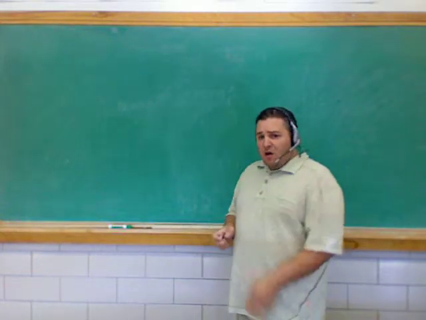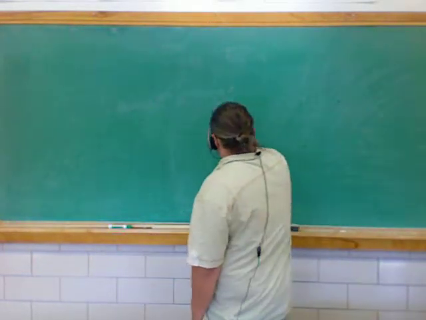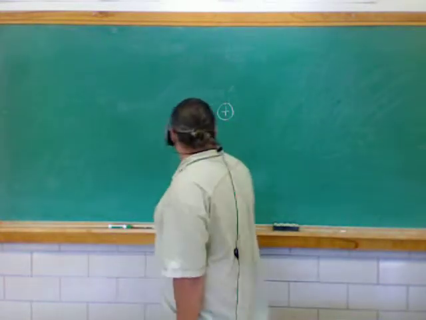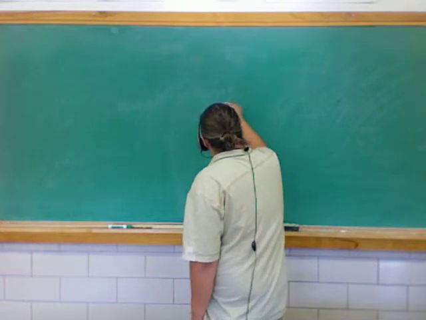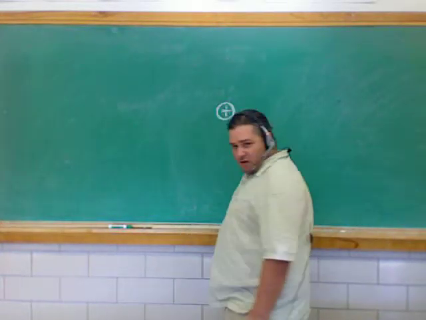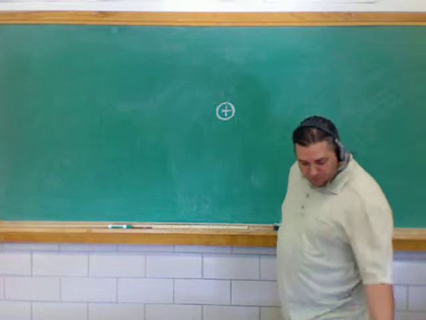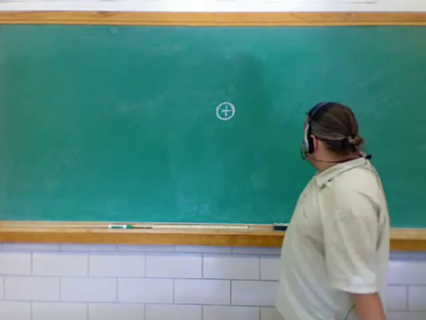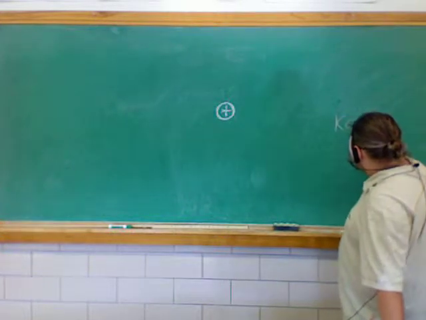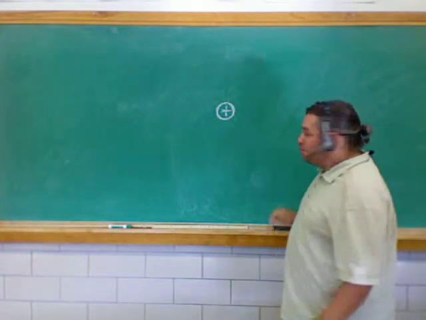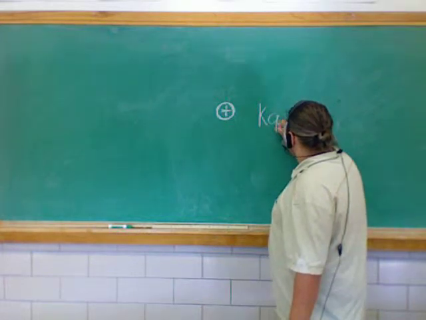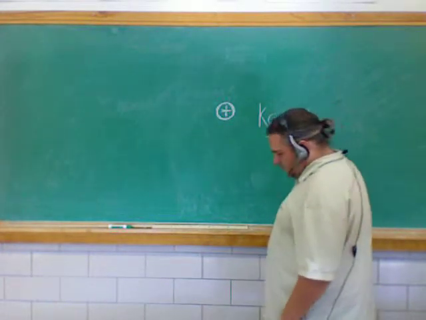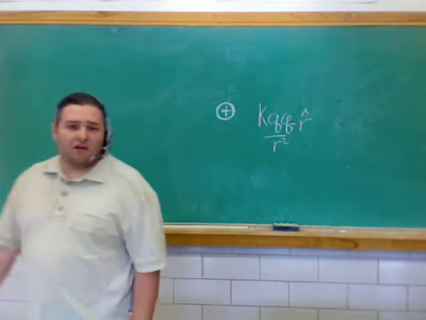Okay? So, what I'm going to do is create myself a little proton. Woohoo! There's my little proton. Okay, positive charge in the universe. Make it a little darker. I need some bigger chalk. Okay, so it's a positive charge in the universe. Now, looking at this equation, let me write it closer to the proton. Okay, KQQ over R squared.